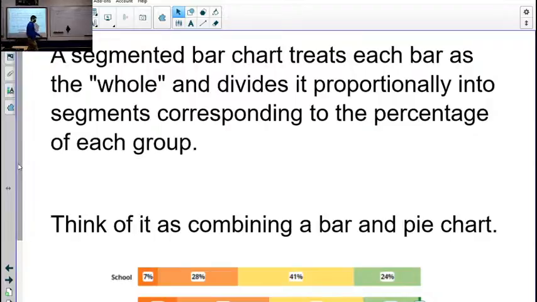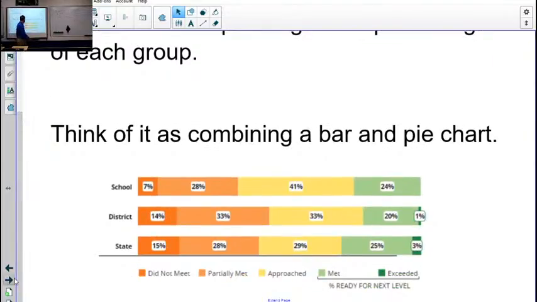Segment and bar chart. So we can use these conditional values. We want to turn this into a graph to be able to make a nice, clean comparison. And one way we can do this is by using a segmented bar chart. You can think of it as combining the idea of a pie chart, where we combine the percentages together, with a bar chart, where we're comparing different bars on different categories. It's a way to turn a two-way table into a nice graph.